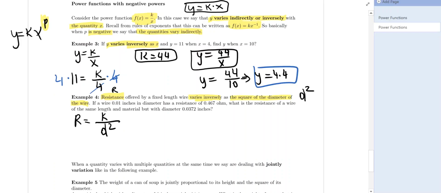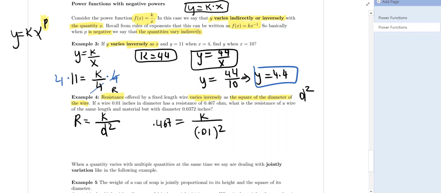Now, if a wire 0.01 inches in diameter, so that means the diameter is 0.01 inches, so instead of diameter I'm going to put 0.01 squared, k is k, has a resistance of 0.467. So the resistance is 0.467. What is the resistance of a wire of the same length and material but with diameter 0.0372 inches?